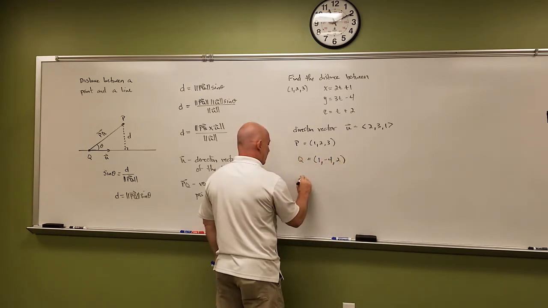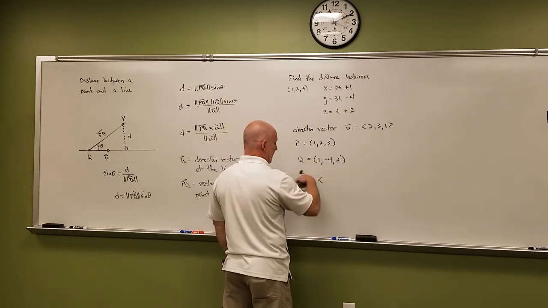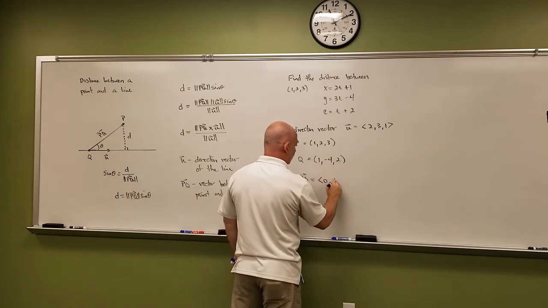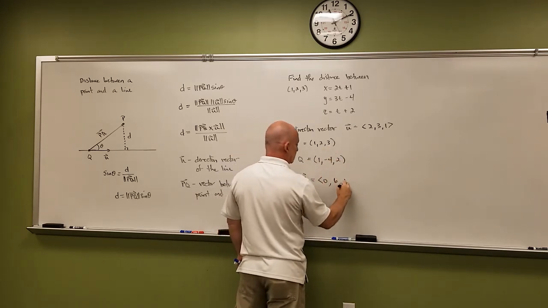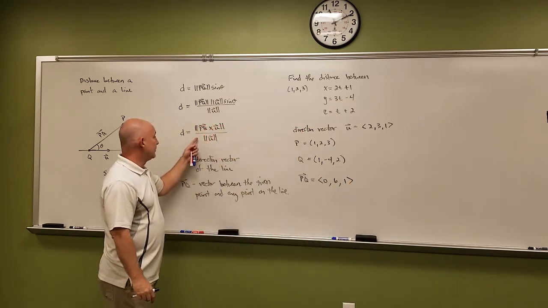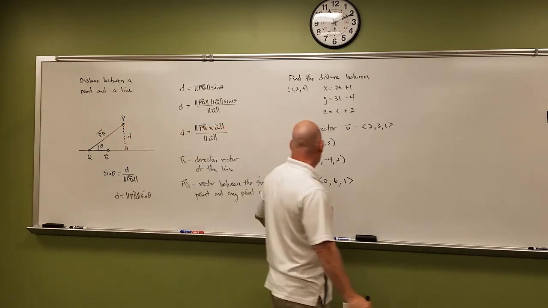So we need to find the vector PQ. Again, I'm going to do P minus Q. Doesn't matter which way you do that. So 1 minus 1 would be 0. 2 minus -4 is 6. 3 minus 2 would be 1. Okay, so now we have everything that we need for this, except we've got to figure out what the cross product is, and let's go ahead and do that.